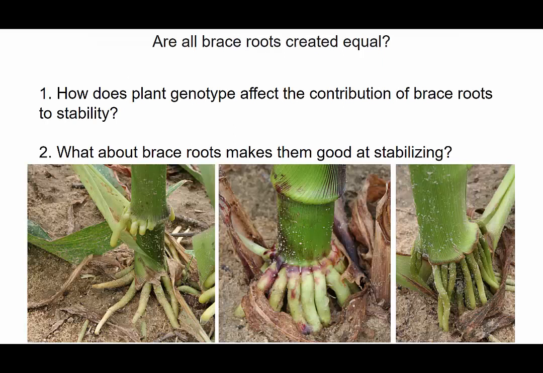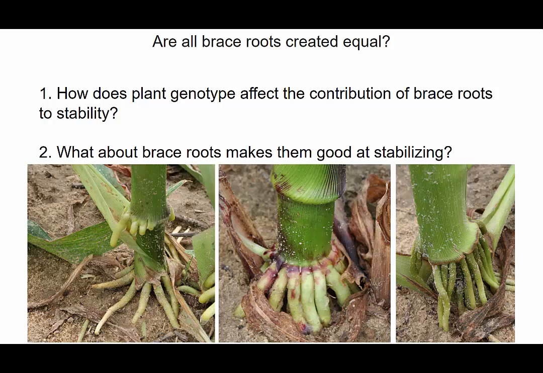So what we're working on now is understanding what about brace roots does this. Are all brace roots created equal? Right? As I said, that graph we got from this field season, it was a single genotype. Are there differences between genotypes? And what about brace roots makes them good at stabilizing?